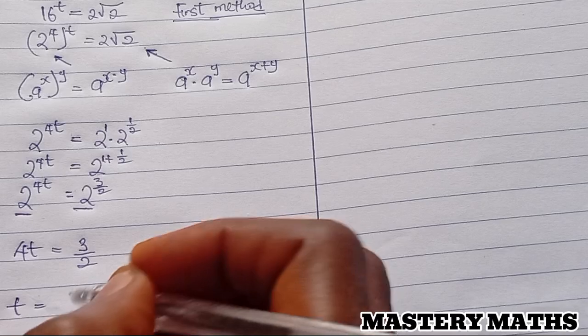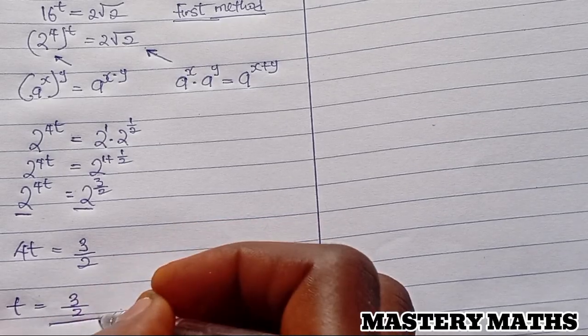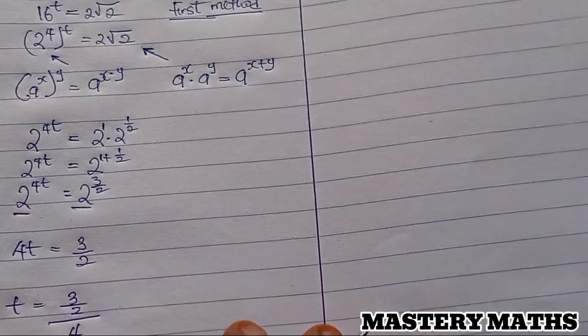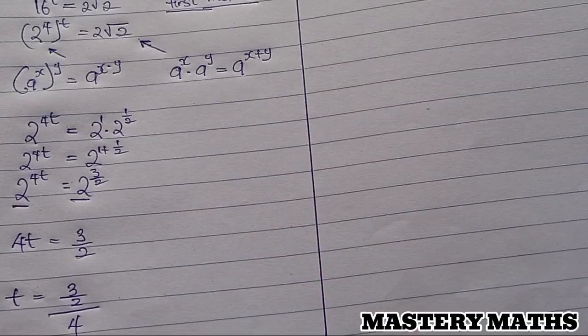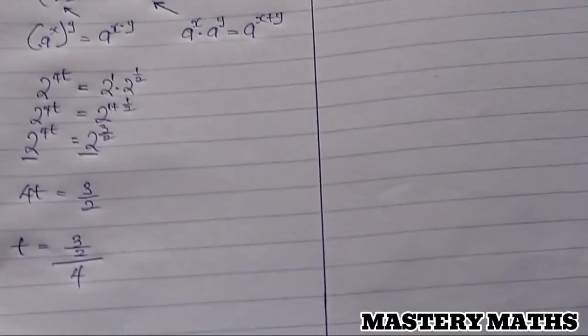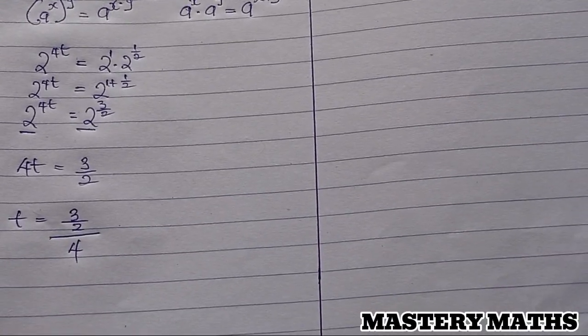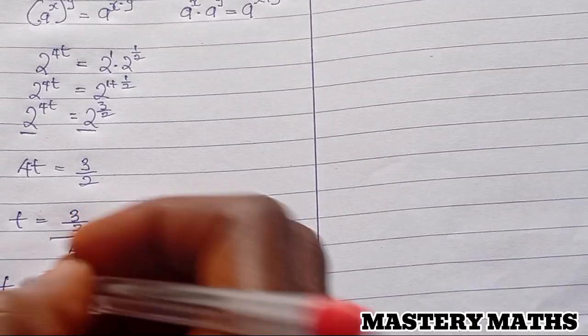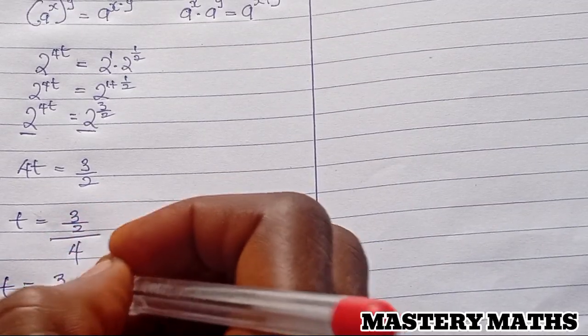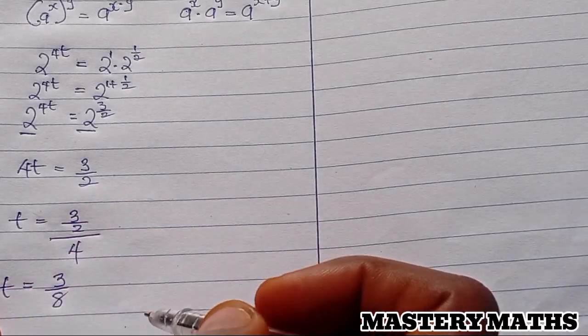So, t will be equal to 3 over 2 divided by 4. When you say 3 over 2 divided by 4, when you divide it, you'll be having 3 over 8.